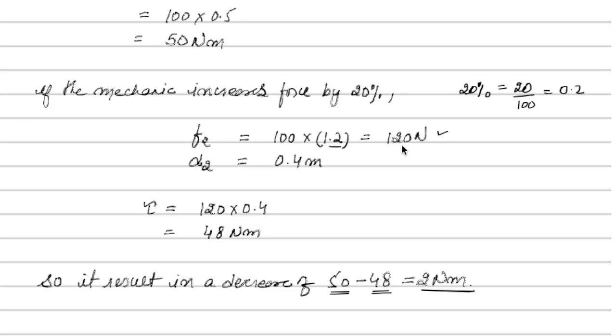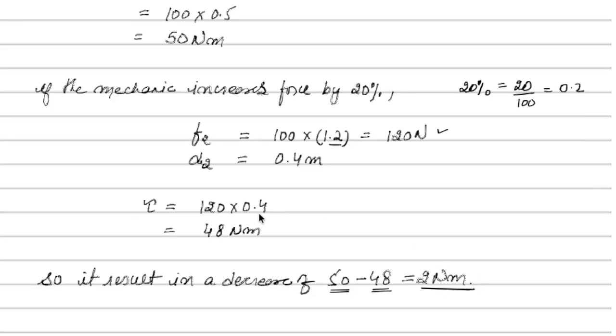So 120 Newton is now the force we are applying. Distance also has changed. Now it is 0.4. It was 0.5 before. Now it is 0.4. We have reduced it. So let us calculate: 120 into 0.4 is 48 Newton meter. Now see here, before we were getting 50, but now with these changes we are getting 48. So there is a decrease in the torque. How much? 50 minus 48 is equal to 2 Newton meter of decrease. So we are decreasing the torque by 2 Newton meter with this arrangement.